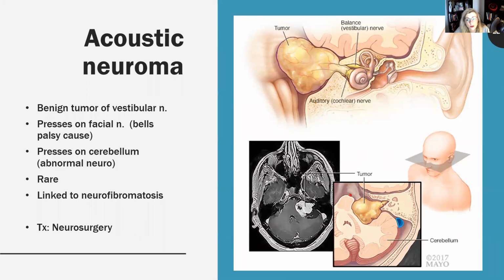Next is an acoustic neuroma. Remember that even though this is not something that is as diagnosable in the emergency department, it is still a vestibular nerve problem. So here is our semicircular canals and our cochlea. And you can see here that this is our vestibular nerve that is going back here. And then this is the big, large tumor that's growing on our vestibular nerve.